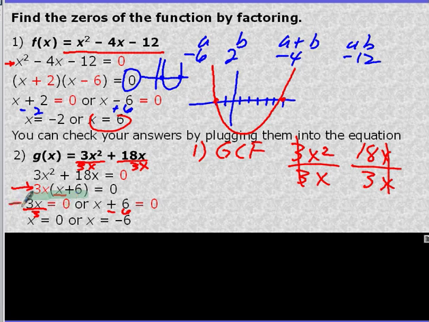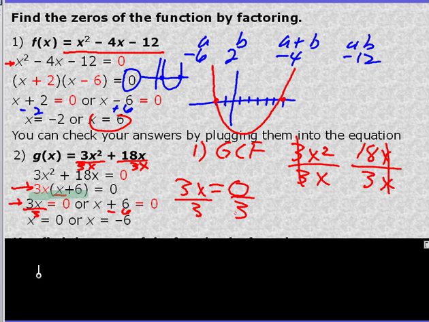So sometimes students get confused about this. How do I solve for x? Just pretend you don't know what's over here. If you wanted to solve for x on this, you would divide the 3 out, and you do the same here. And 0 divided by anything is 0. So these are your two solutions, x equals 0 or x equals negative 6.